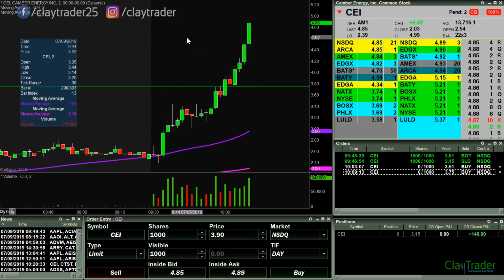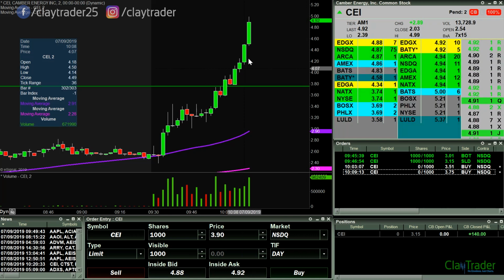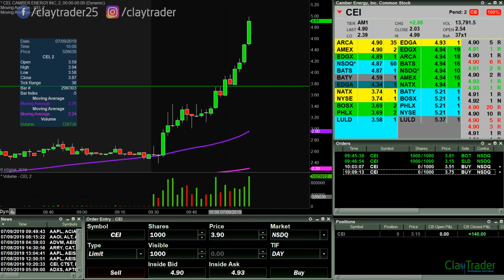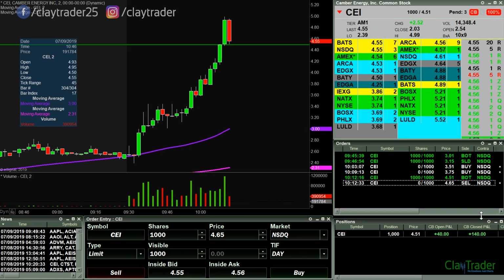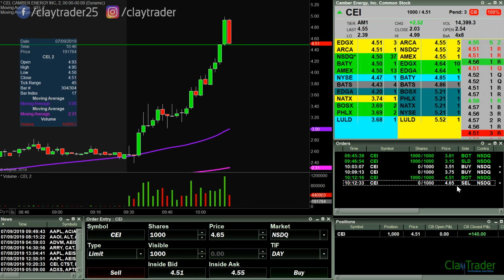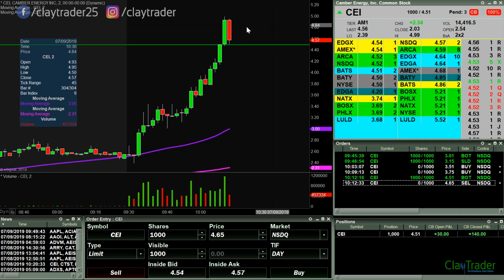But for the members that got in at 345, they're up over $1 a share now, in really just under 10 minutes. But let's see if this thing can pull back. Okay, there we go, nice. So I'm in there at 451 on the pullback there, represented by that green line.